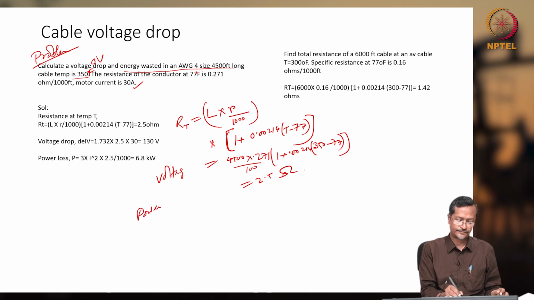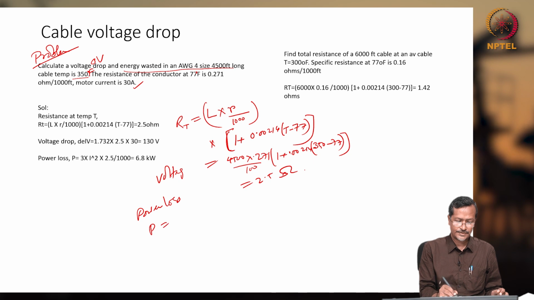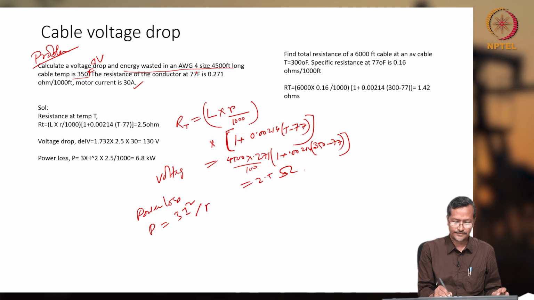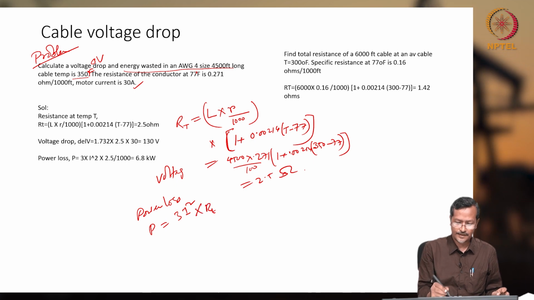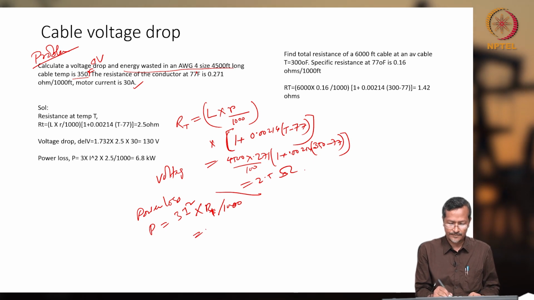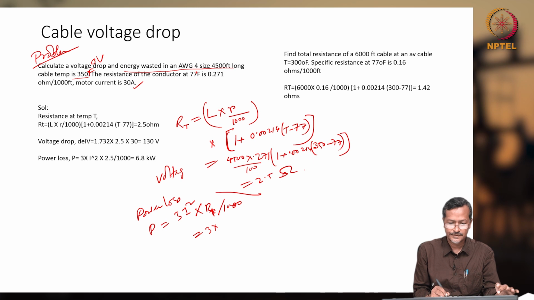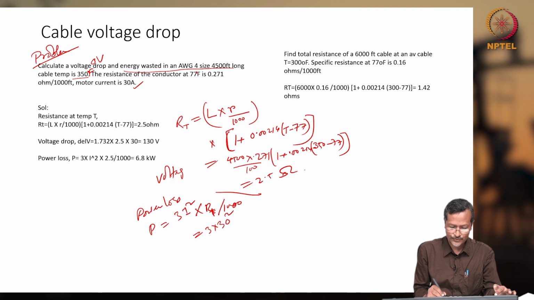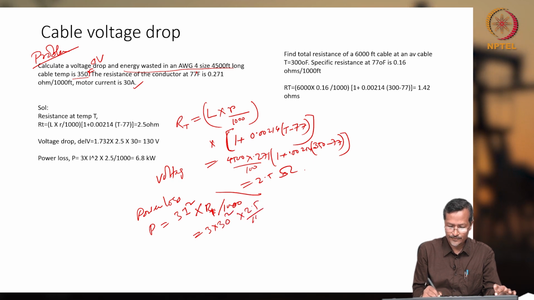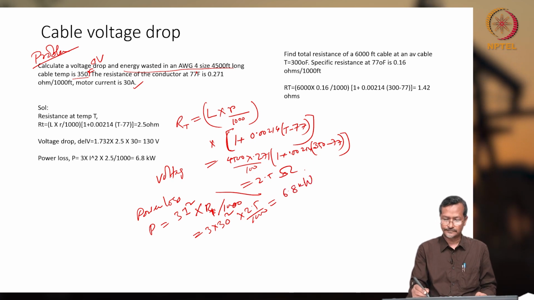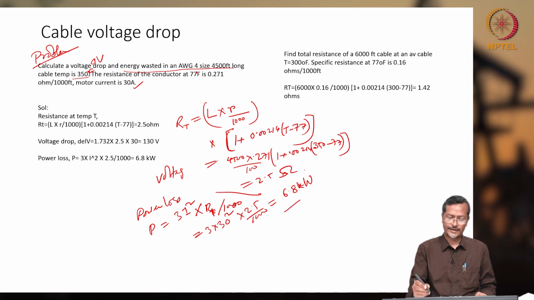So power loss, P equals 3 I square into RT, capital RT I have given, divided by 1000. So this value will come: 3 into I, meaning current, is given here somewhere, 30 square into RT 2.5 divided by 1000. So this is giving 6.8 kilowatt. Okay. So this way you are calculating power and voltage.